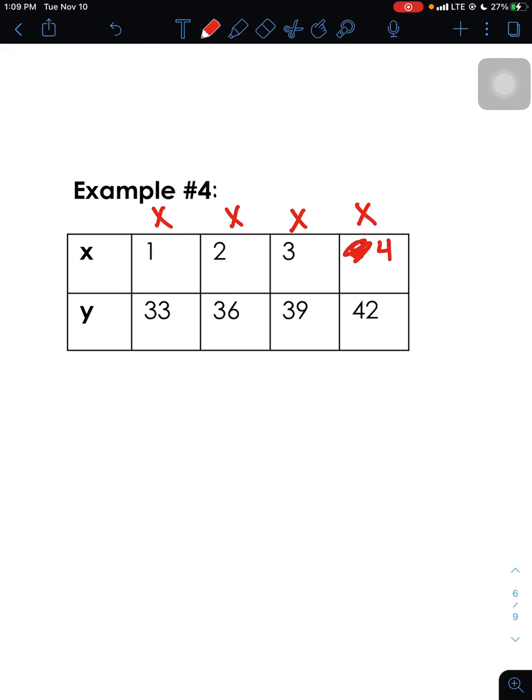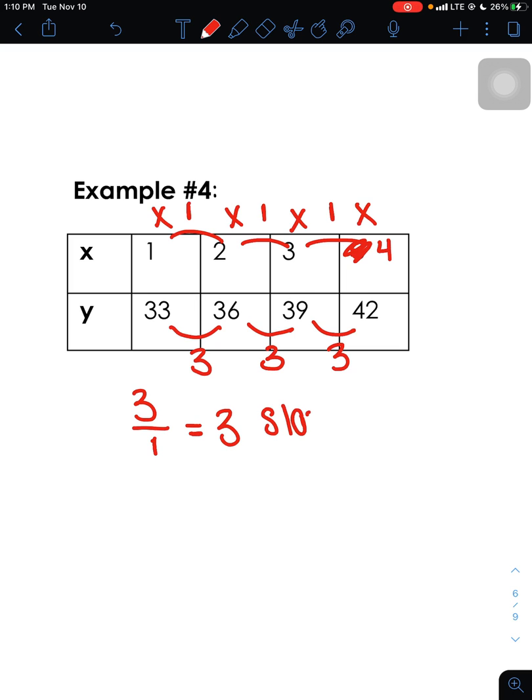So what I need to do is figure out what the value is at 0. Now, I'm not sure if you noticed, but there seems to be a trend. This seems to be a difference of 3, a difference of 3, a difference of 3. And this is a difference of 1, a difference of 1, a difference of 1. 3 over 1 equals 3. This is our slope, because we know this is just rise over run. So this is another way we could have done it from the table up above.